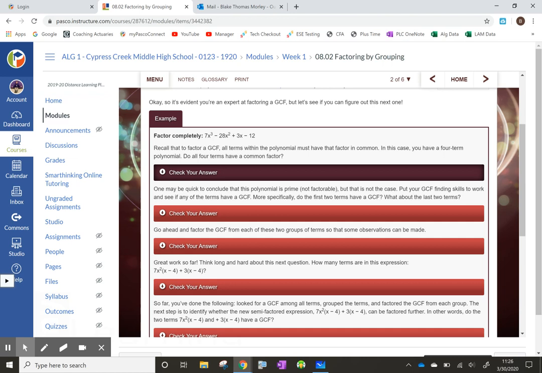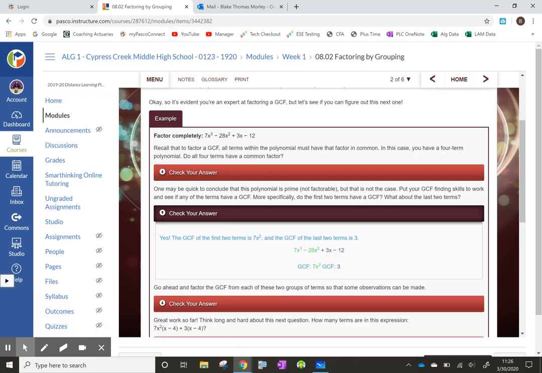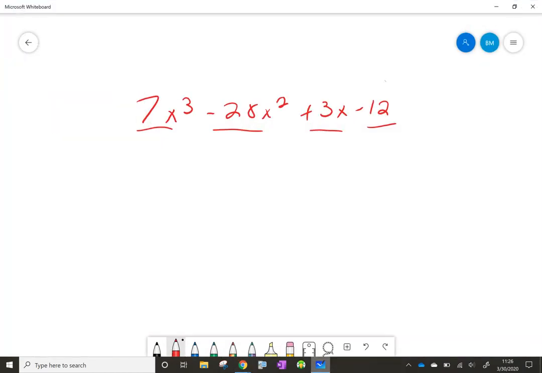It is still factorable. Now, putting our GCF finding skills to work, do we see any GCFs? And the answer is yes. So here's what we do by grouping. We're going to group. You'll see the first 2 terms I can group together, and the last 2 terms I can group together. So now I've made 2 groups, right? I've got this first group, and I've got the second group.